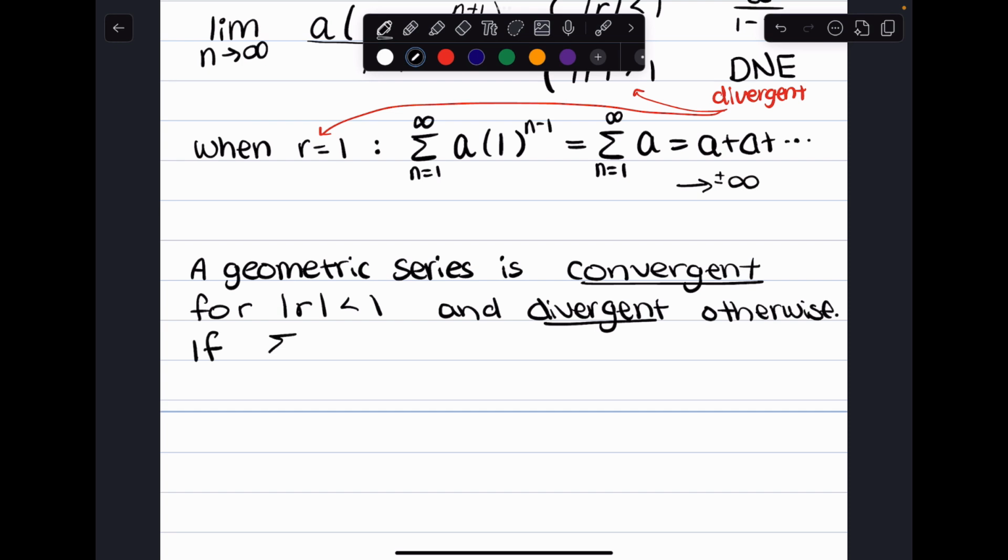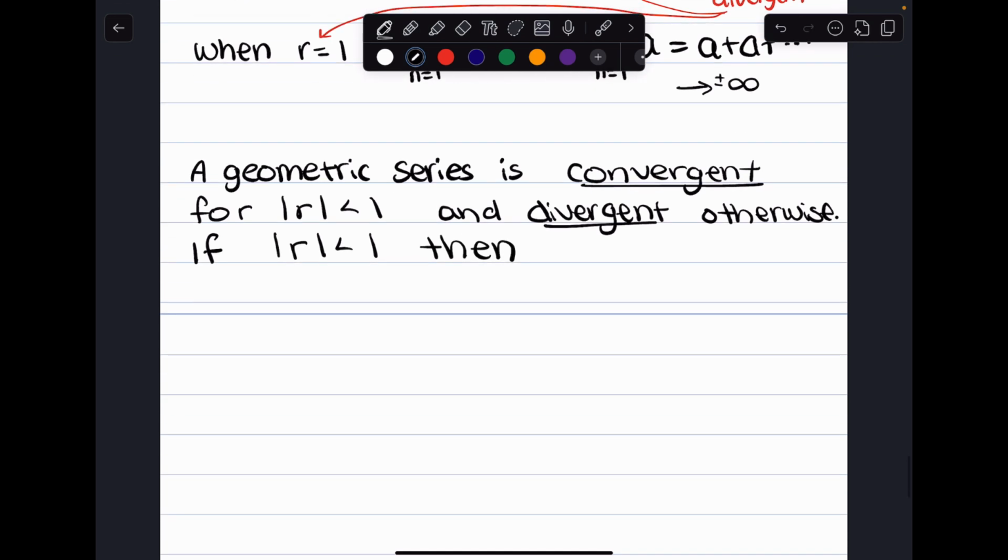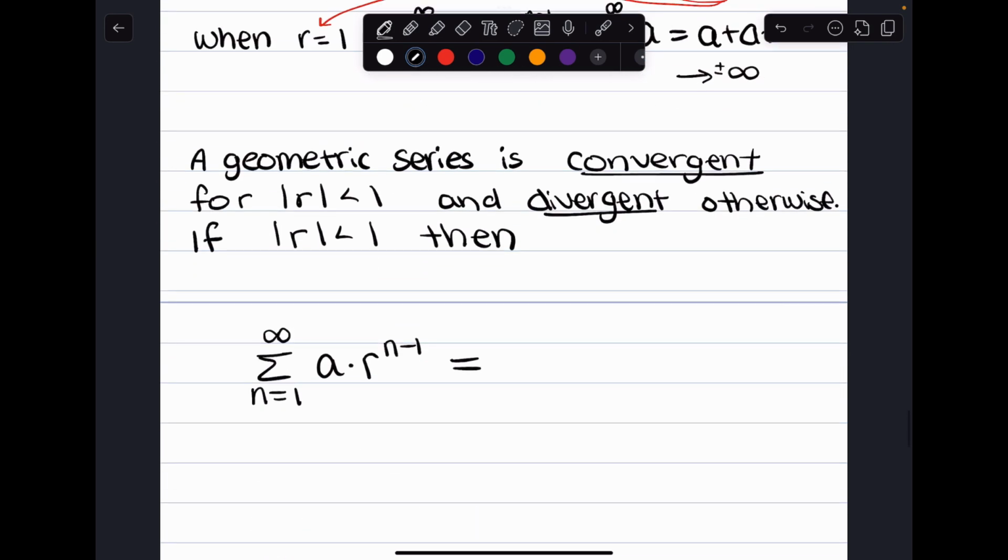If we have that absolute value of r is less than 1, then we can actually find our sum. We have the sum from n equals 1 to infinity of a times r to the n minus 1 is going to be equal to a over 1 minus r. So we can actually find exactly what our sum is equal to.